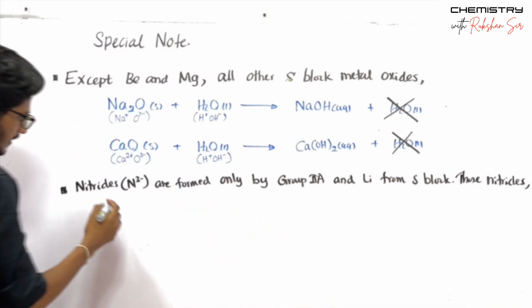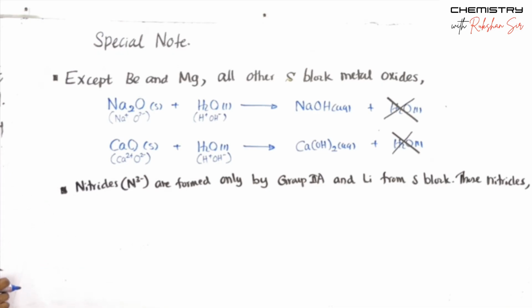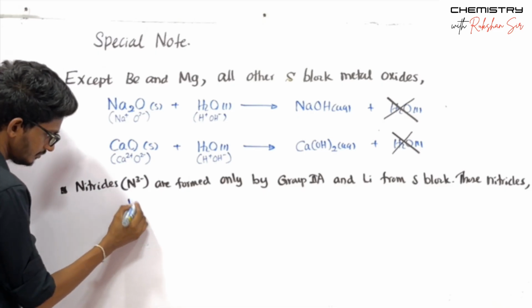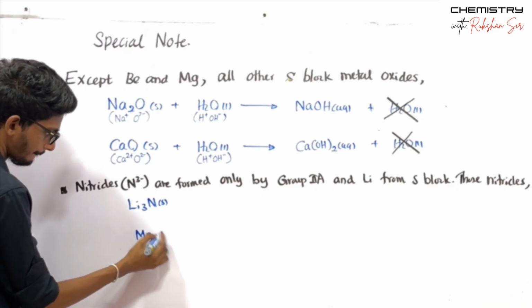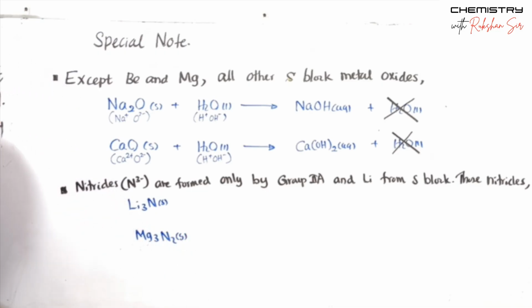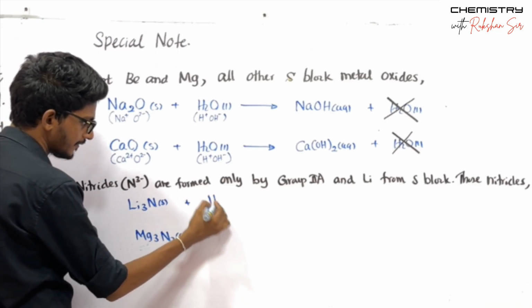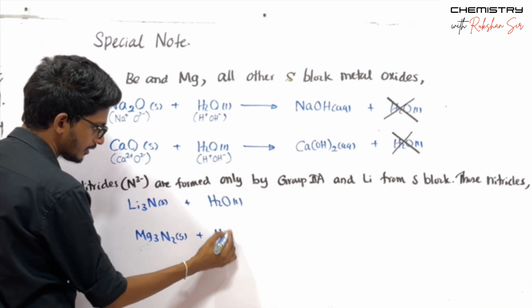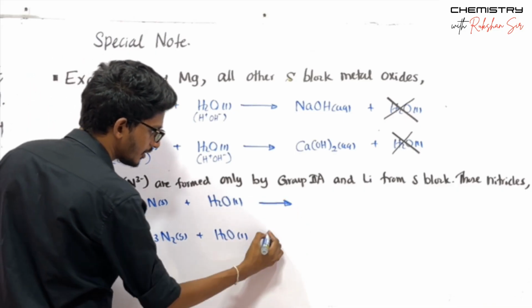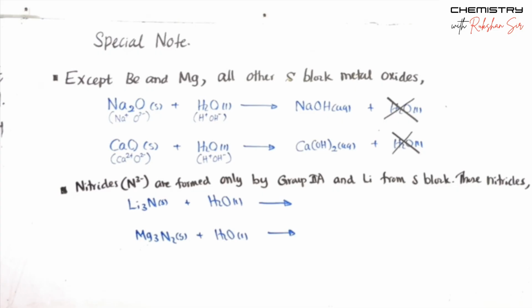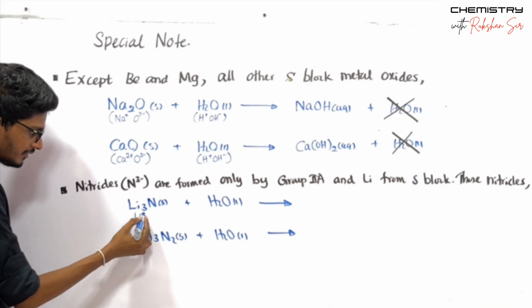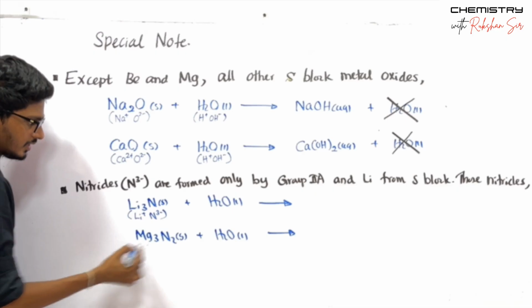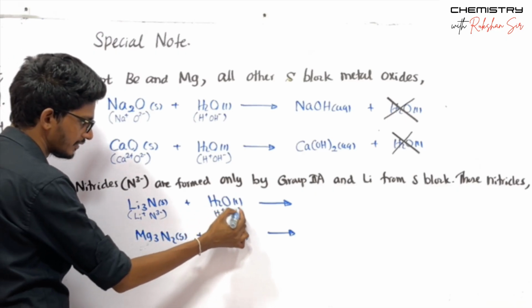See, if you think of lithium nitride and the magnesium nitride, just think what will be the products if they react with water. You can easily predict, right? So these are also S block compounds. If you think of S block compounds reactions, those are always ion exchange. So here you have the lithium plus ion and the N3 minus ion connects with the H plus ion and the OH minus ion. So what will happen?